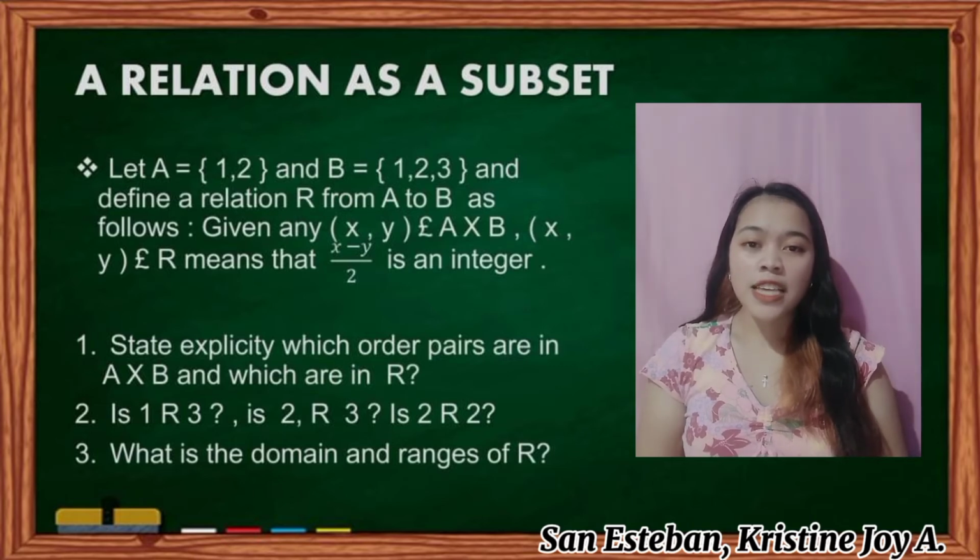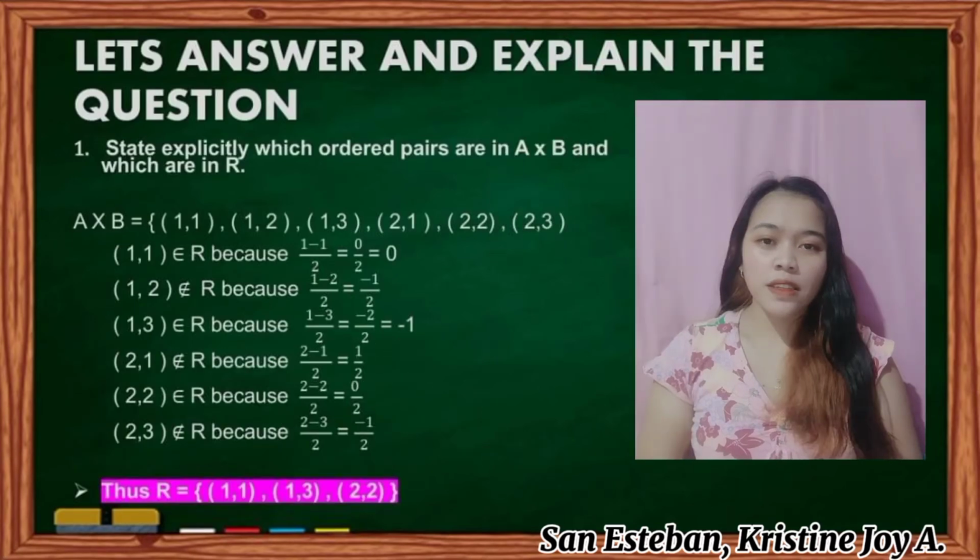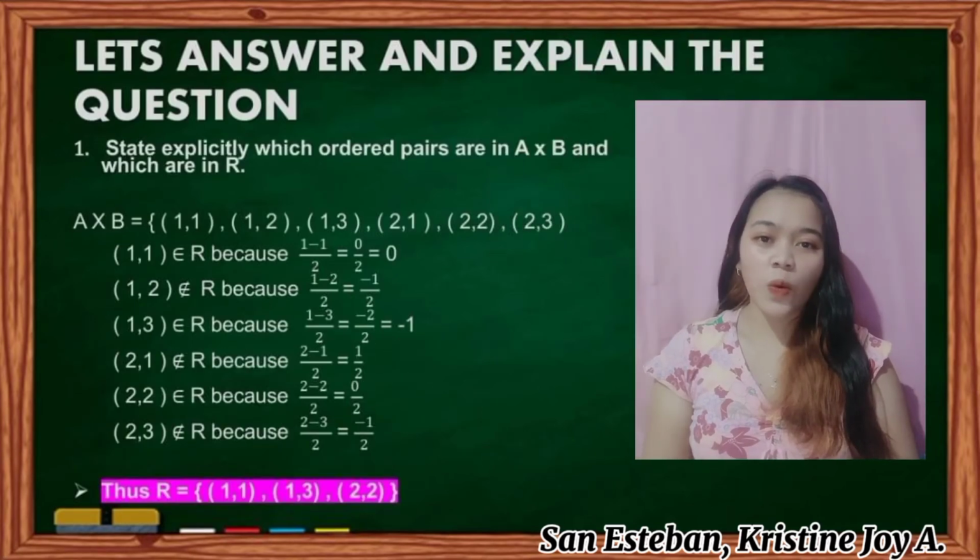We're going to answer the following questions. First, state explicitly which ordered pairs are in A times B and which are in relation R. Second, is 1 related to 3? Is 2 related to 3? Is 2 related to 2? Last, what are the domain and range of relation R? Let's answer and explain the questions.